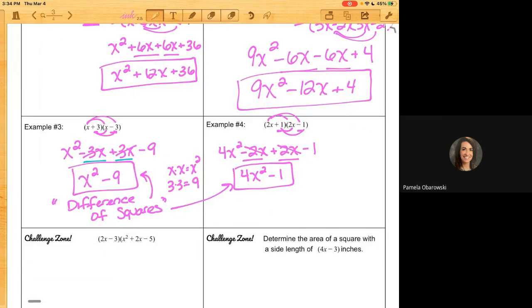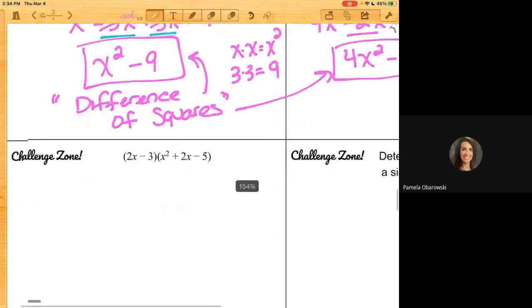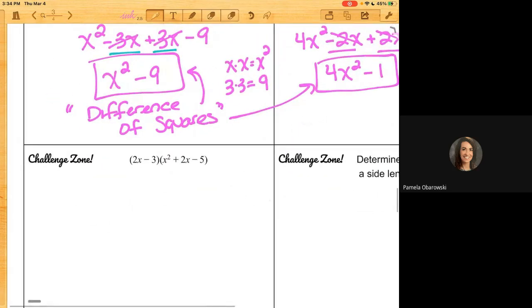Okay, we are now entering the challenge zone, y'all. We're going to get ready to finish up this lesson. So the challenge zone. So here we go. We've got a binomial times a trinomial. Same concept, except we can't use FOIL because we've got a trinomial instead. So it doesn't apply anymore.